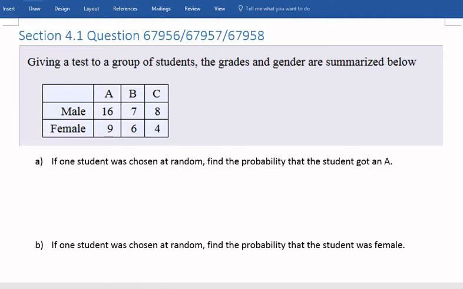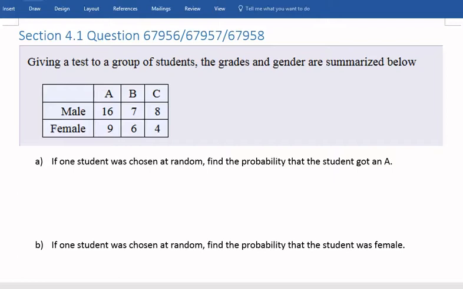In this question, we give a test to a group of students. The grades and the gender are summarized in this two-way table. Notice in this table, the students are either male or female, and they receive a grade of either A, B, or C.